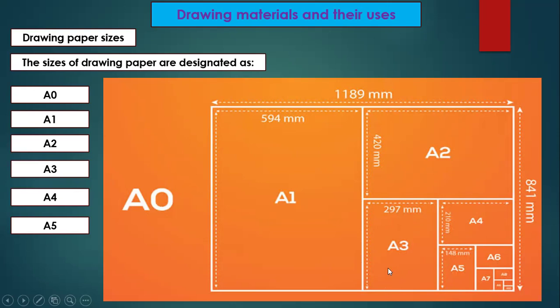Then if we are going to get A4, we divide A3 into 2. We cut along the length, and this is A4 here. So the width of A4 becomes 210 millimeters, while the length remains 297 millimeters. I believe you can go on and get what A5, A6, A7, A8, and so on will be. Okay, so these are the different sizes of drawing paper.